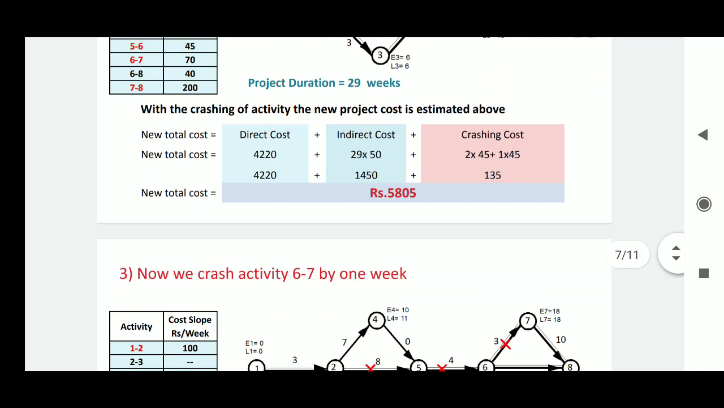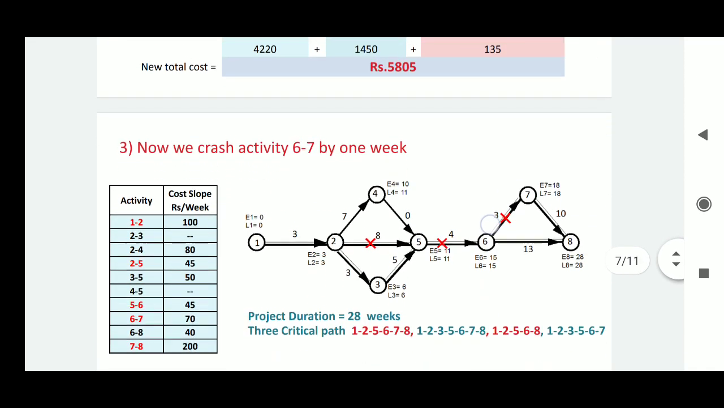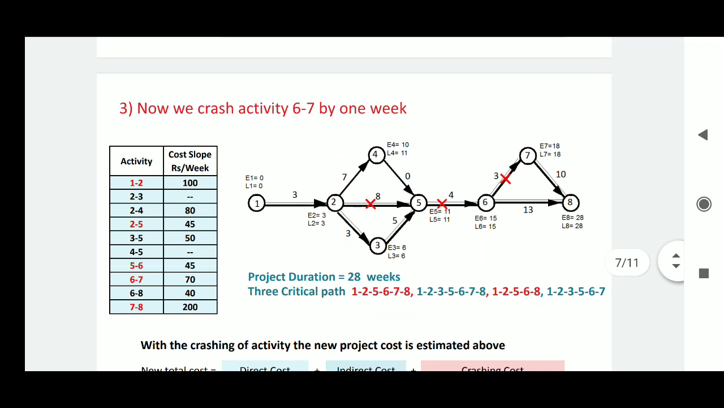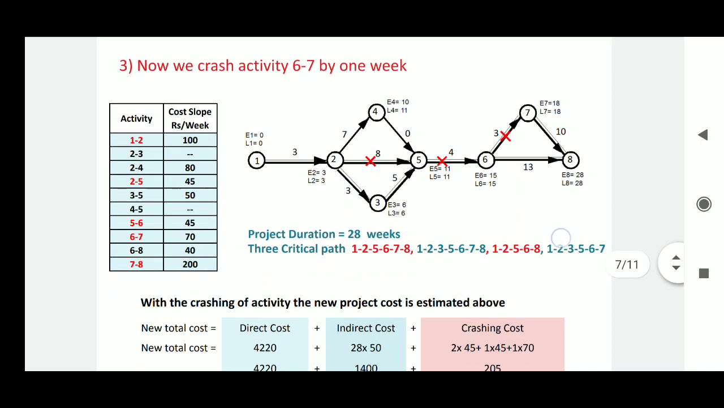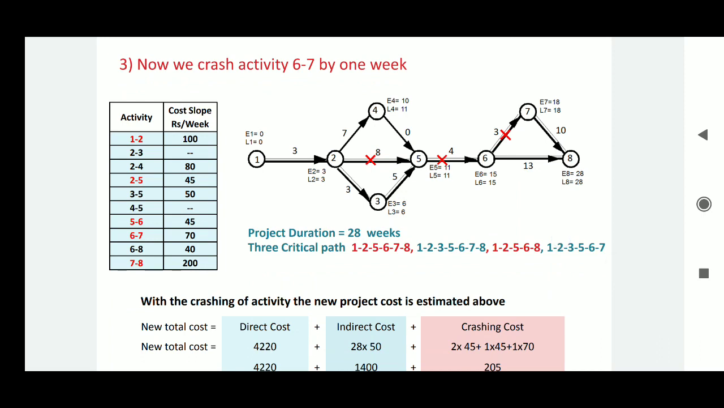Okay, now again step number 3. Now we can crash activity 6 7 by 1 week, because from 4 to 3 weeks we can reduce the duration of activity 6 7. So we are crashing activity 6 7 by 1 week, and the slope for 6 7 is 70 rupees per week. We are drawing the network again, and all the crashing activities are indicated by a red cross.